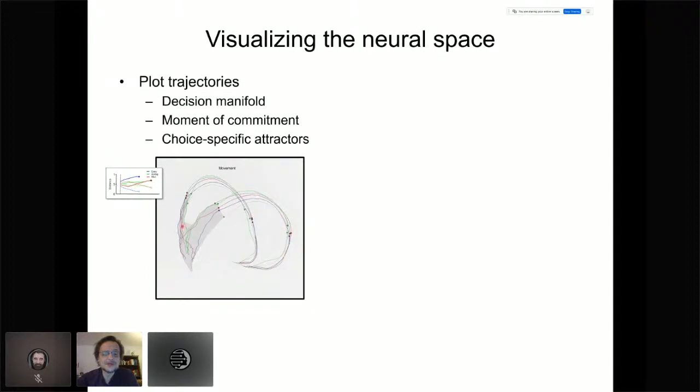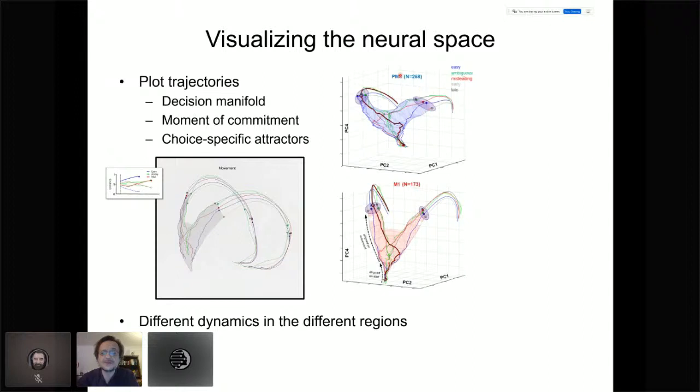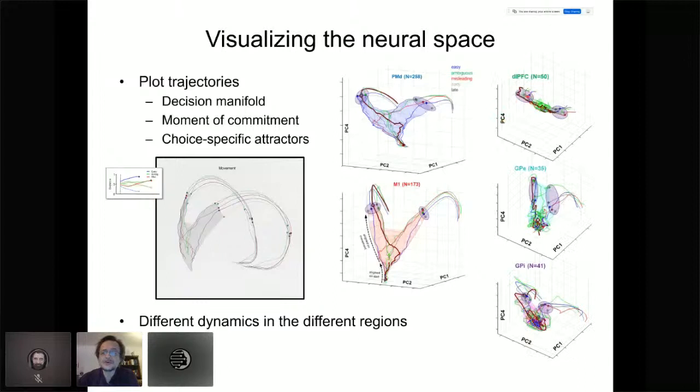So now what we can do is characterize the dynamics of the system by looking at this in different groups of cells in the different regions and look at the shape of this so-called decision manifold in those spaces. So in PMD, it looks like this. It's curved as though it lies on the surface of a sphere, whereas in M1, it's remarkably flat. It's a flat plane. In prefrontal cortex, it's primarily extended along the evidence dimension. And in the globus pallidus external and internal, it's primarily extended on the urgency dimension.